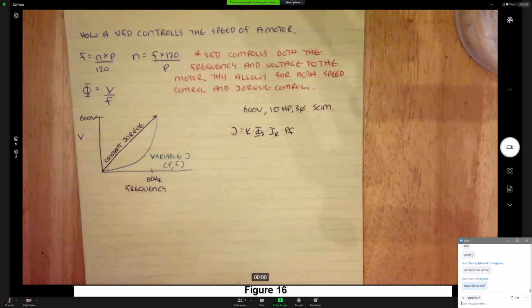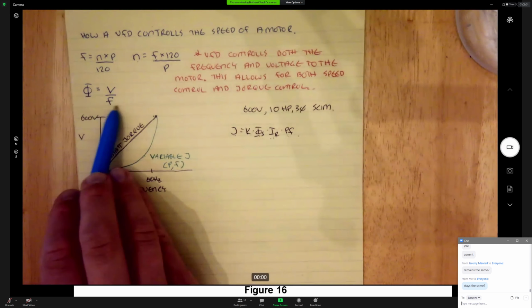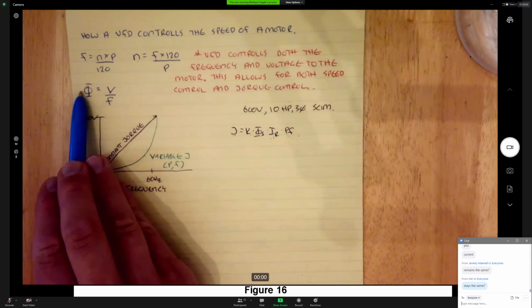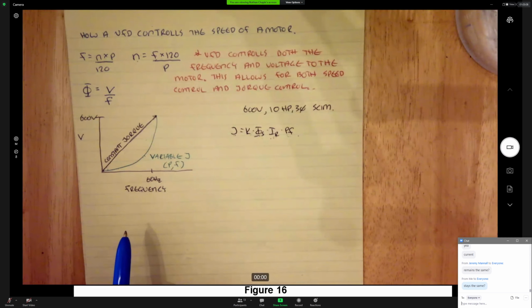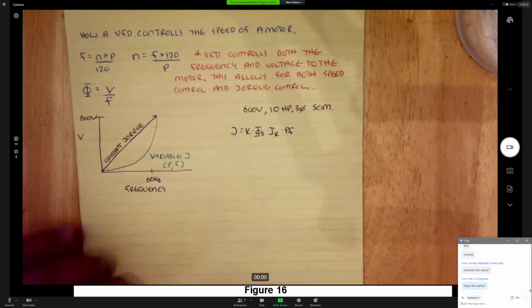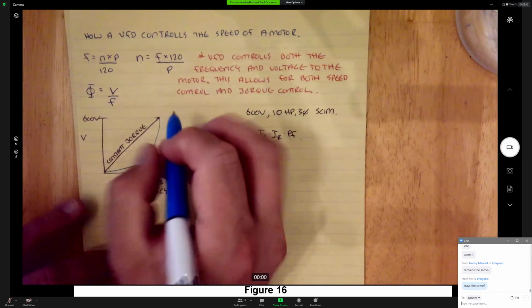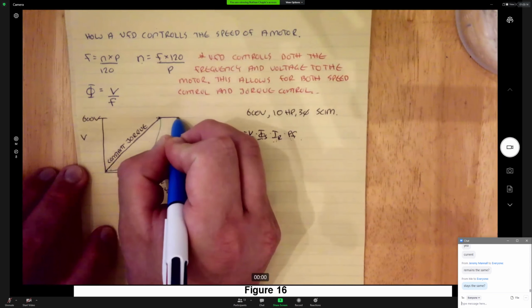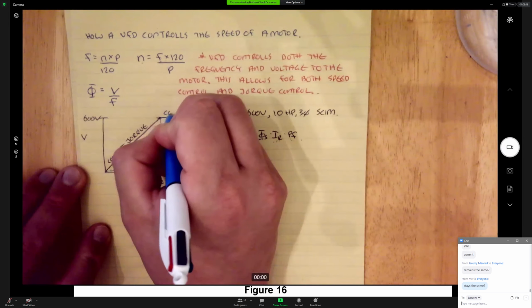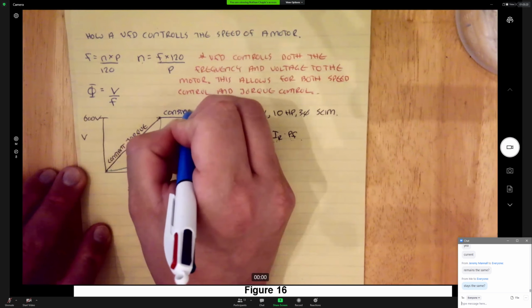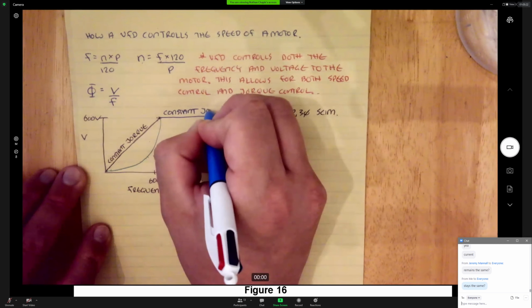So that is variable torque. So we have a change in torque because we have a change in applied flux out of our variable frequency drive. Now we have our last piece of torque we're going to talk about here, and that is constant torque.